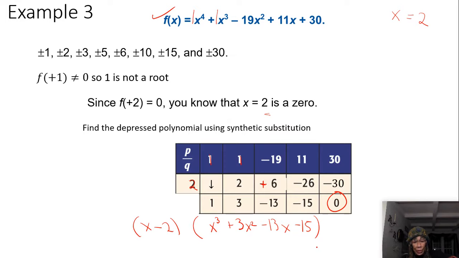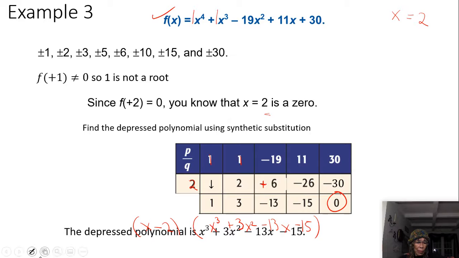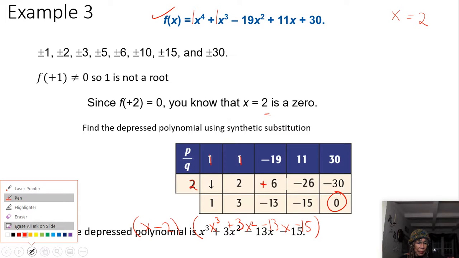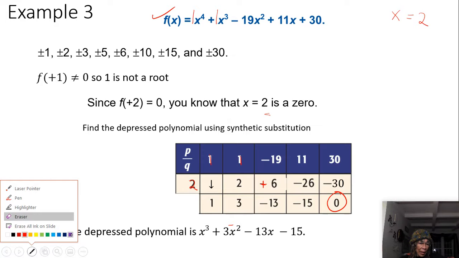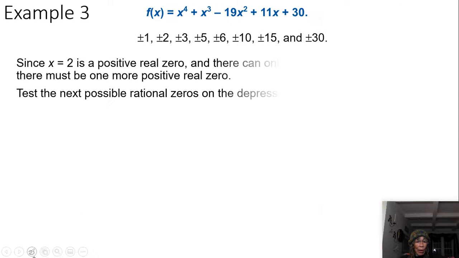Unfortunately, I have to do it again because looking at this, it's not a clean factor. If I tried to group that, yeah, I could pull an x out of these two, but I've got a negative 13 and a negative 15 and they don't help me. So there's my depressed polynomial. I was going to let you see it all nice. There's my depressed polynomial. I'm going to need a pen back. And now I got to do it again.